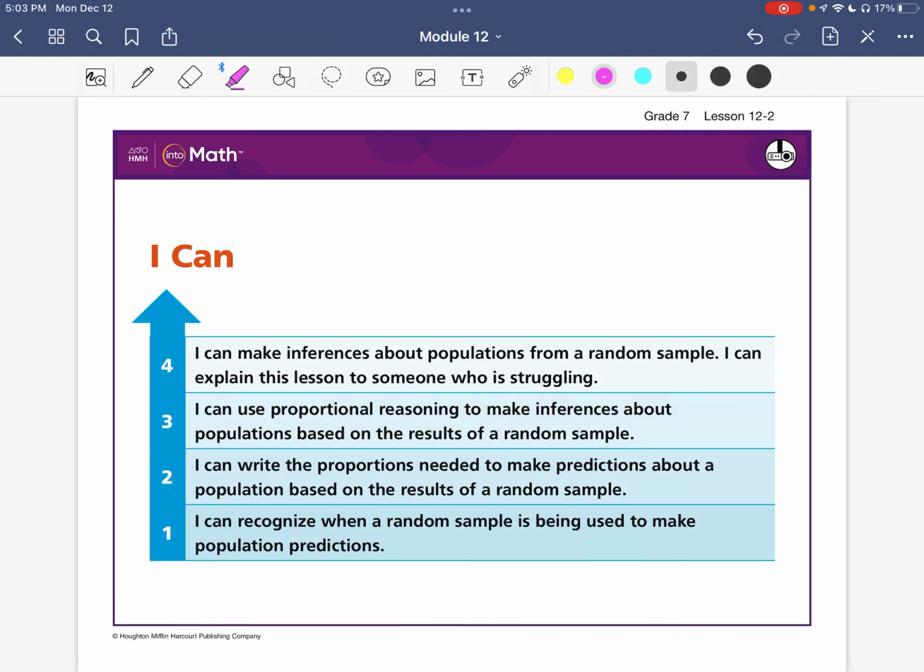This is grade 7, module 12, lesson 2. Our I can statement for today is: I can use proportional reasoning to make inferences about populations based on the results of a random sample.